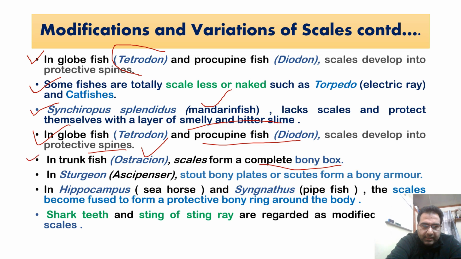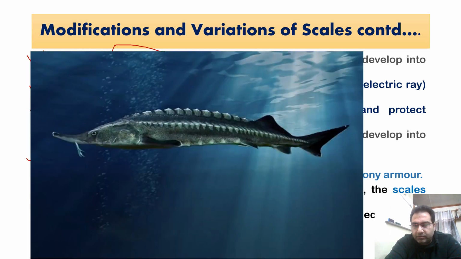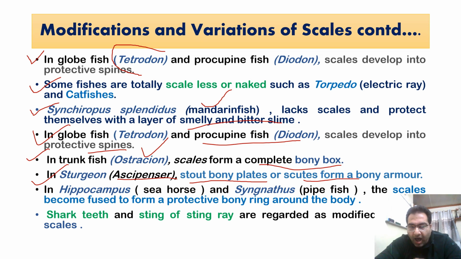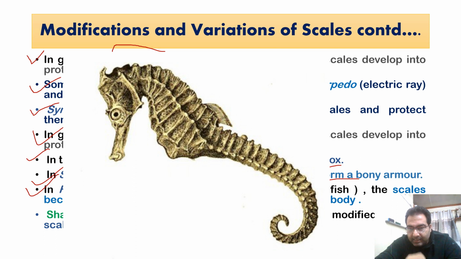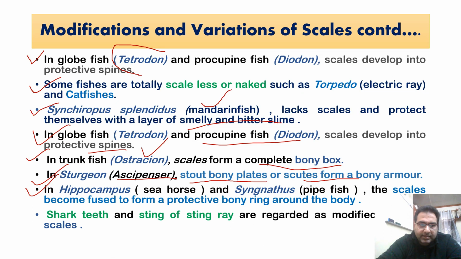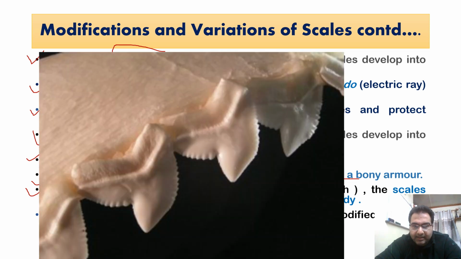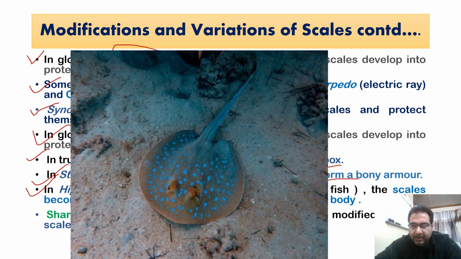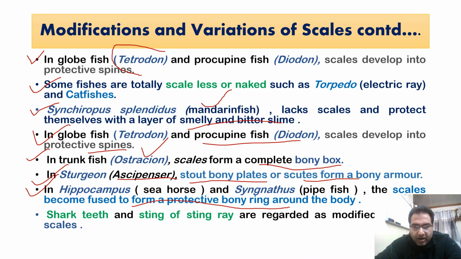In the case of sturgeon, that is Acipenser, stout bony plates or scutes form the bony armor. In the case of Hippocampus, that is seahorse, or Syngnathus, that is pipefish, the scales become fused to form a protective bony ring around the body. And the shark teeth and the sting of the stingray are regarded as modified scales.